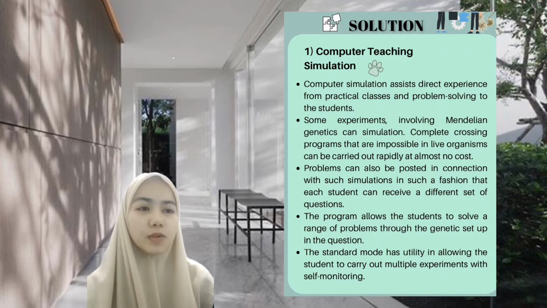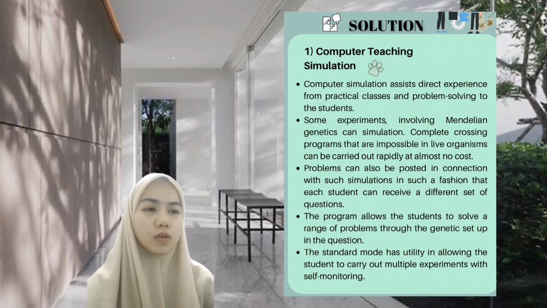The first solution to make teaching and learning genetics easier is computer teaching simulation. This computer simulation assists with direct experience from practical classes and problem solving for the students. Next, the best part of this computer teaching simulation is some experiments involving Mendelian genetics and simulation. Other than that, complete crossing programs that are impossible in live organisms can be carried out rapidly at almost no cost, which means it brings good to both parties.